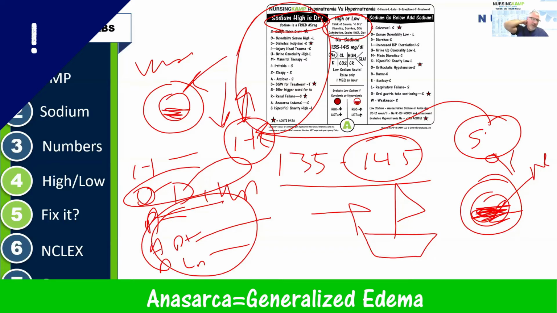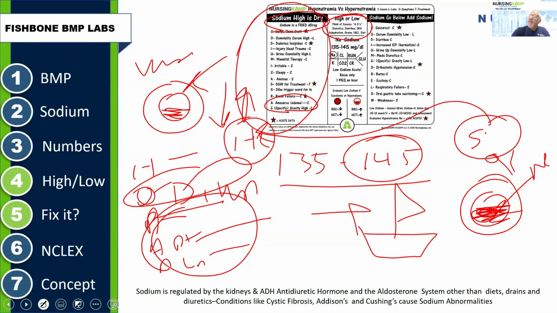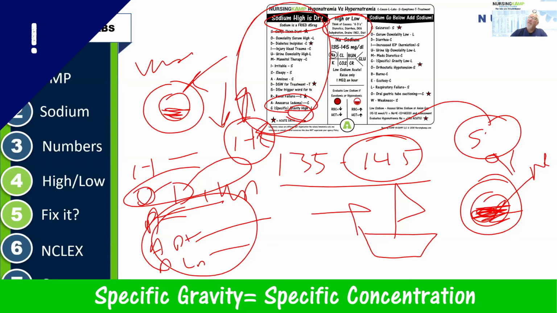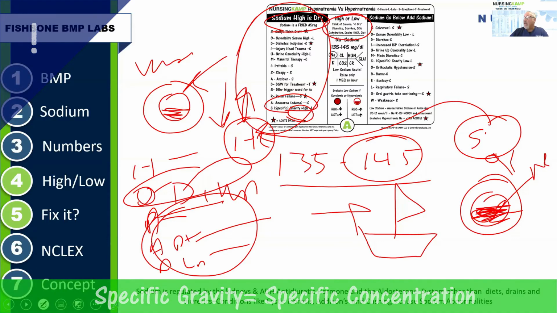All right, so renal failure is a cause of this, and that just makes sense because they're going to be losing fluid. Renal failure. Anasarca is another term for edema, and specific gravity high. Specific gravity is like specific concentration. So there's another word for us with gravity: the higher the gravity, the higher the concentration, and sodium high is dry. So that's high is dry.